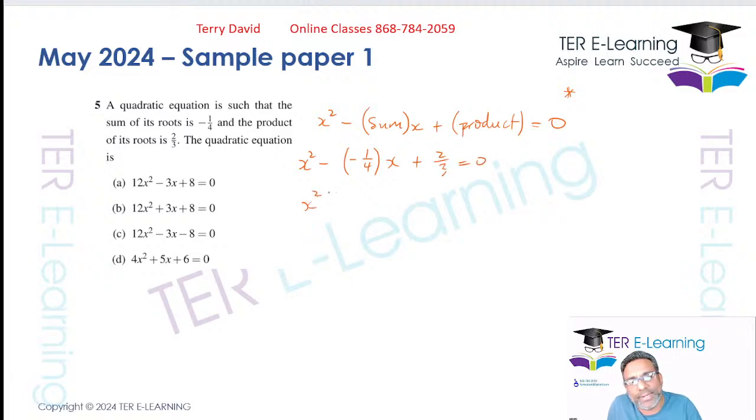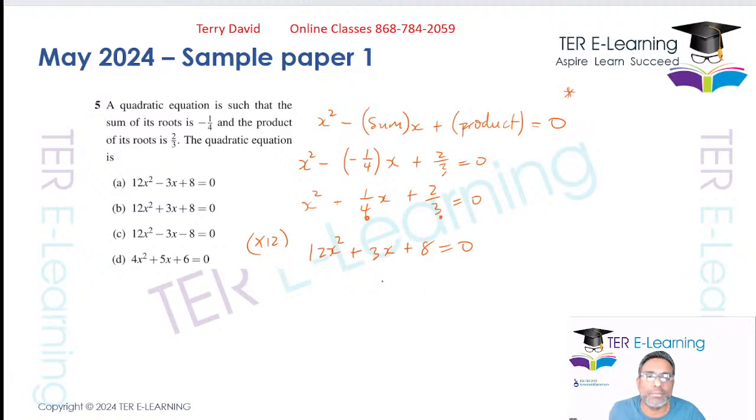So this is x squared plus 1/4 x, plus 2/3. Now the thing is, none of our answers look like that. So what I would do here is multiply everything by 12, because if I look at the numbers 4 and 3 here, that's your LCM. So if you multiply everything by 12, you're going to get 12x squared plus 3x plus 8 is equal to 0, right? Do you have any answers looking like that? 12x squared plus 3x plus 8. So we have B as the answer here, right?